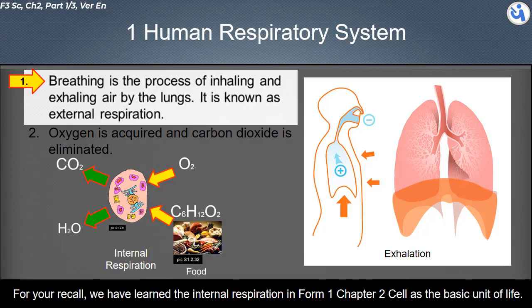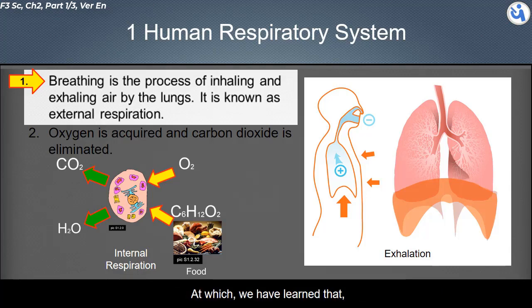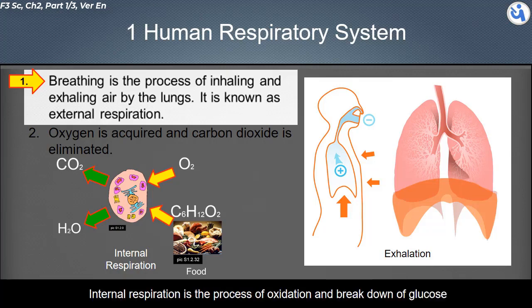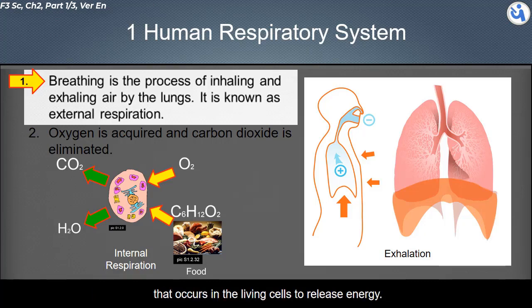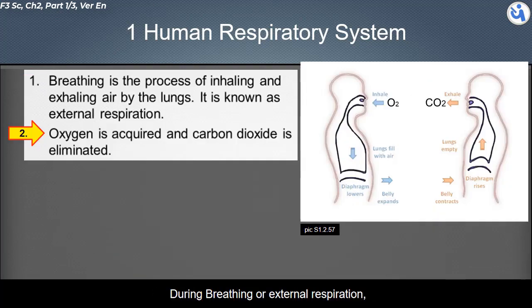For your recall, we have learned the internal respiration in Form 1, Chapter 2, Cell, as the basic unit of life, at which we have learned that internal respiration is the process of oxidation and breakdown of glucose that occurs in the living cells to release energy during breathing or external respiration. Oxygen is acquired and carbon dioxide is eliminated.